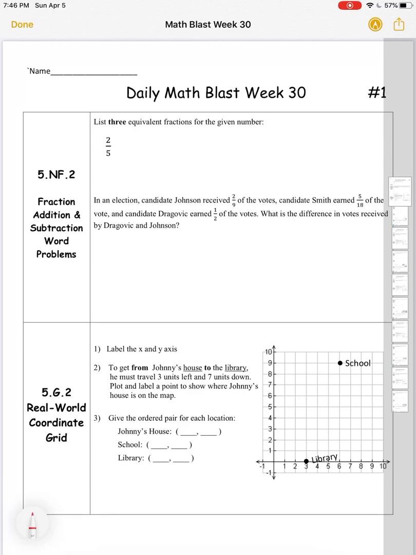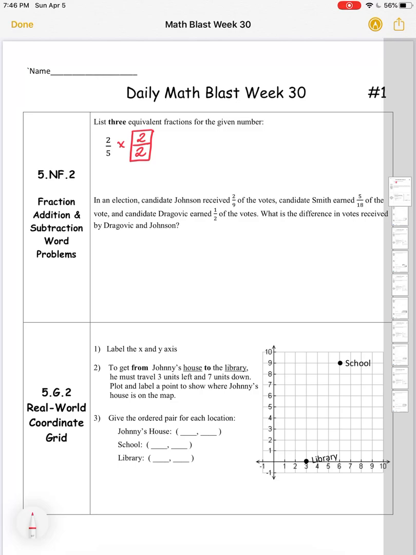Well, I know equivalent means equal, and so in order to come up with an equal fraction, I'm going to multiply my fraction by a form of 1. I can take 2/5 and multiply it by 2/2. This 2/2 is a form of 1, and we know the identity property of multiplication says anytime I multiply something by 1 or a form of 1, I'm going to get what I started with. Just might be written in a different way.